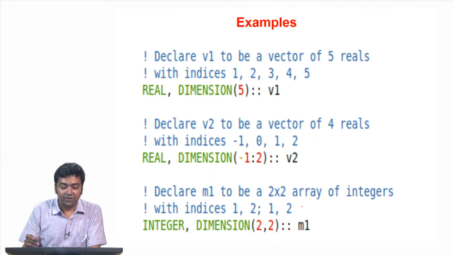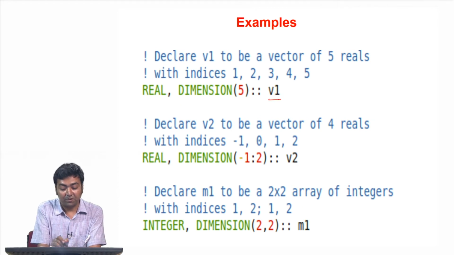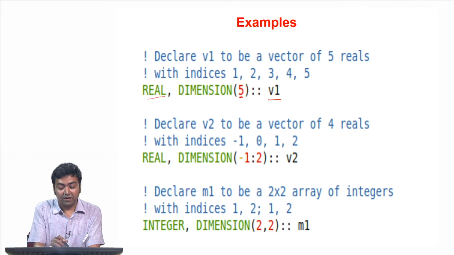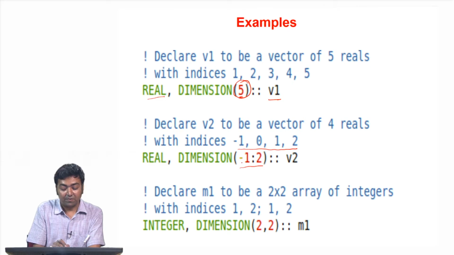Here are some examples in which one can declare variables. For example, here I have declared an array which I am calling V1, which has dimension 5, and it is a real type of array. In this case the indices go from 1 to 5, but I may not want that. I want to declare an array with the indices -1, 0, 1 and 2. So I change this part of my declaration: I give a lower limit of -1 and an upper limit of 2, and going by the previous formula, 2 minus -1 plus 1 gives me 4.